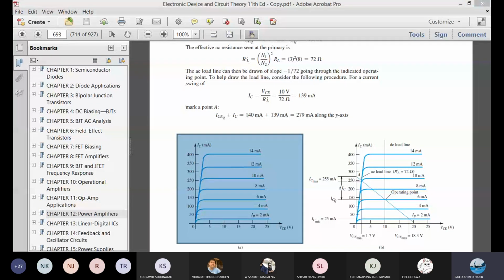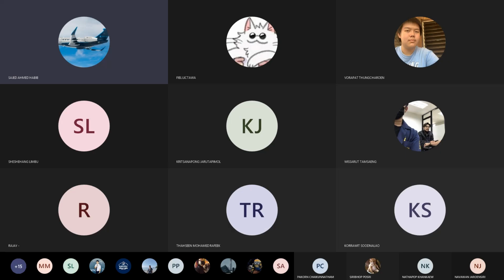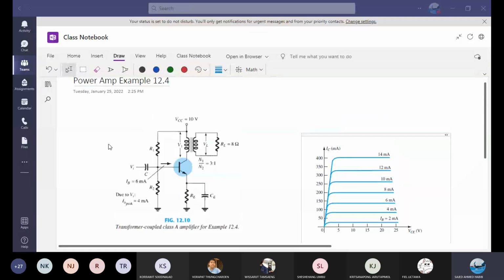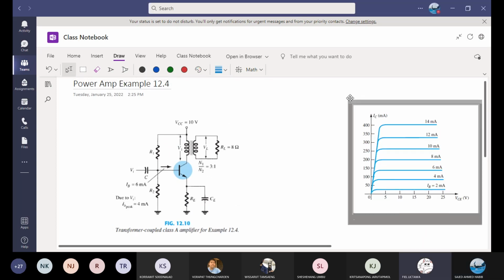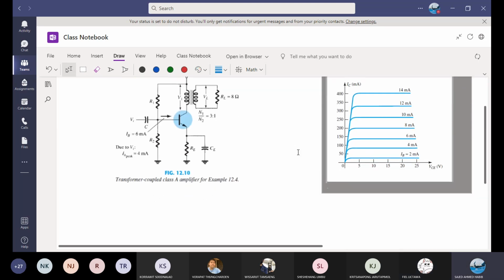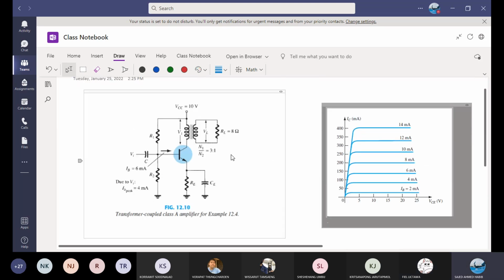Not this one. Another one. This one, can you see? Can you see the two figures on your screen? Yes, we can see it. Okay, maybe it's a bit small for your screen. I'm not quite sure about that.